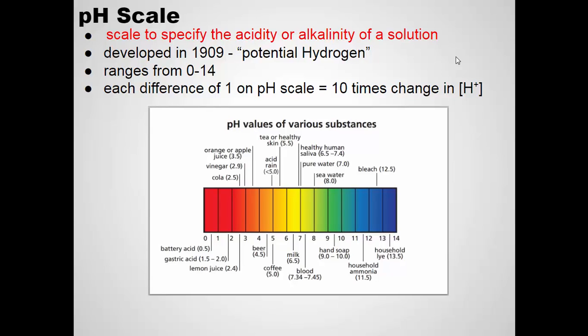So the pH scale actually, each one increase or decrease in the pH scale represents a 10 times increase in acidity or in alkalinity. So something that is a pH of 3 versus something with 2, the 2 is 10 times more acidic. And 1 is 100 times more acidic than 3. And 0 would be 1,000 times more acidic. So it is an exponential scale.